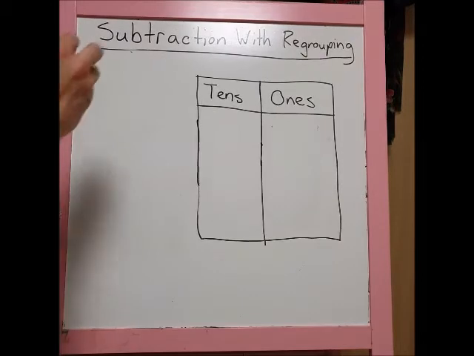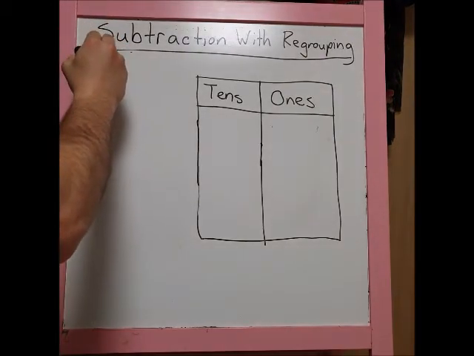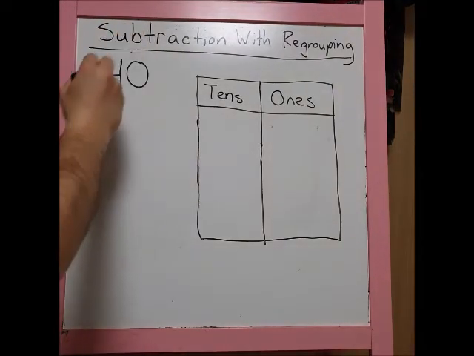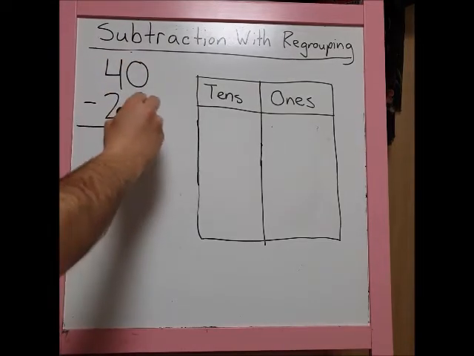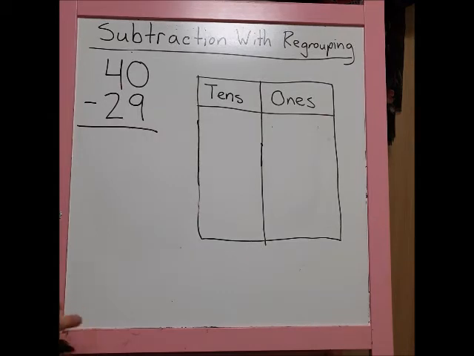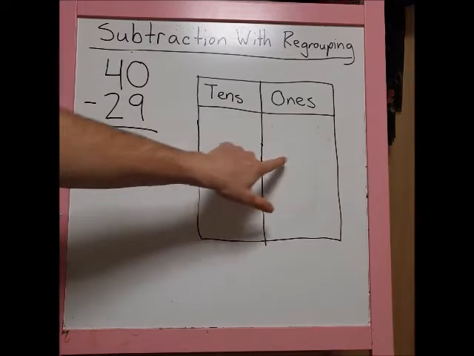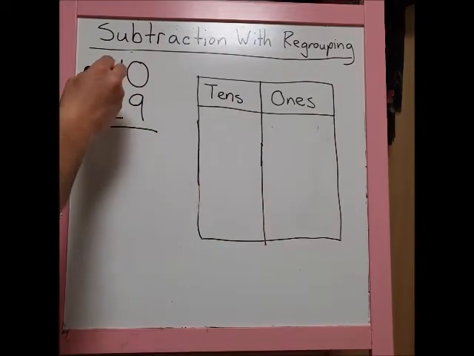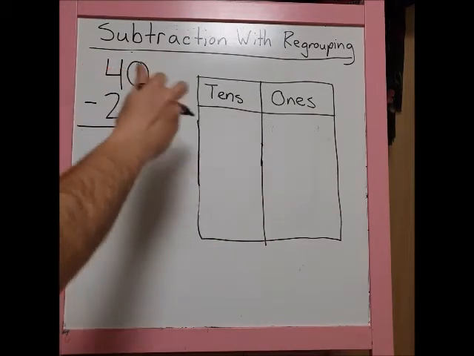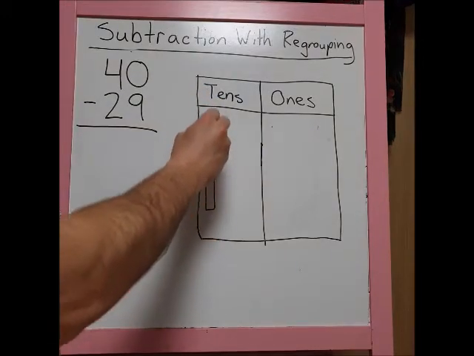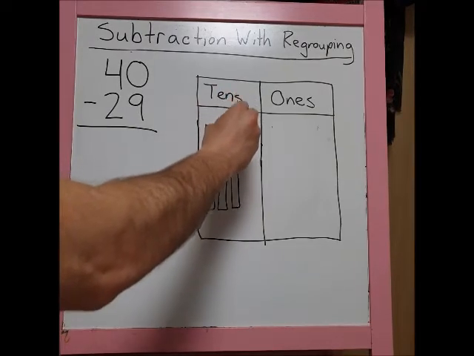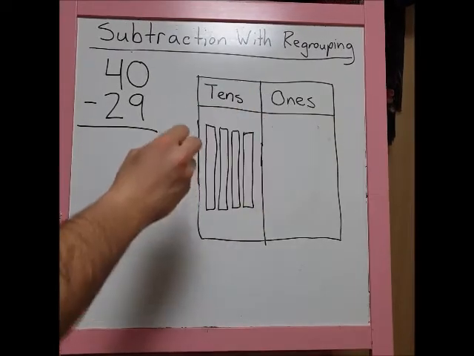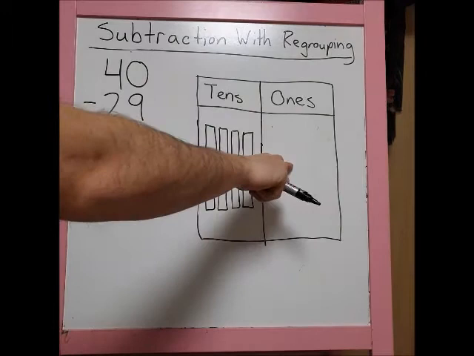So let's try 40 minus 29. Right, our first step is to decide which number is bigger. 40 is bigger. Let's draw that in our place chart. How many tens are in 40? 4. You can draw 1, 2, 3, 4. There are 0 ones in 40, so we don't need to draw anything.